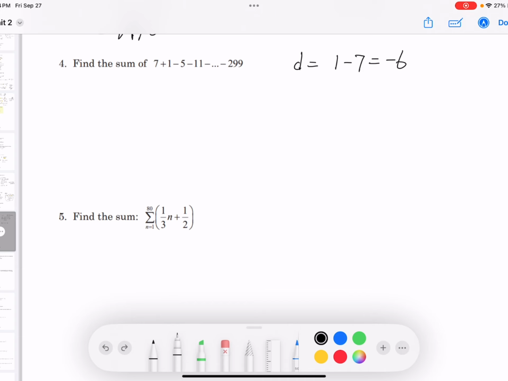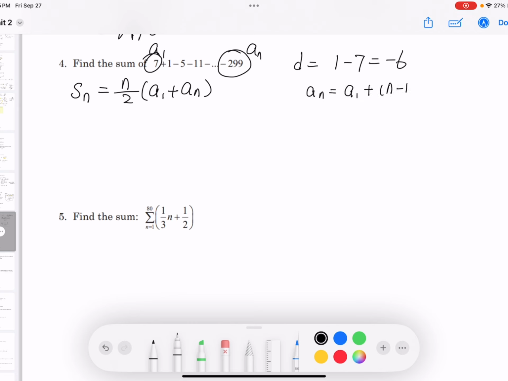Okay, next step. I need to find the sum. The sum S sub n, that's the sum of the nth term, is equal to n over 2 times a sub 1 plus a sub n. So we have a sub 1 and we have a sub n. What is the n's value? The only missing information is the n. We can find it from the formula of a sub n. a sub n is equal to a sub 1 plus n minus 1 times d.